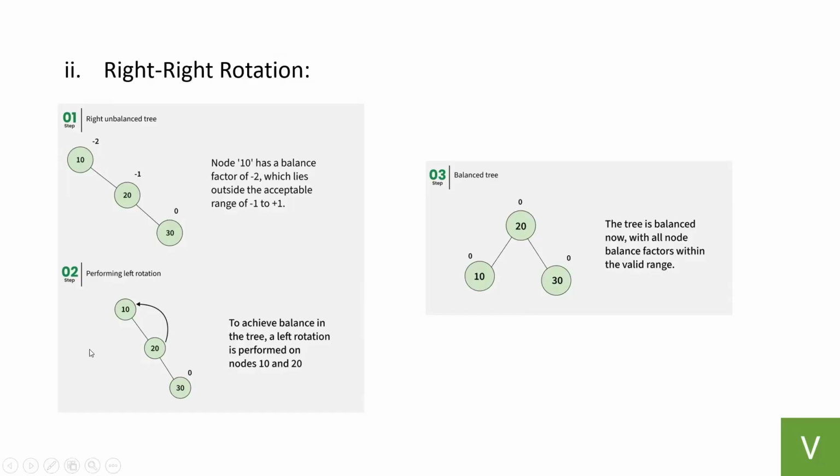So in this, we perform left rotation between nodes 10 and 20. So now 20 becomes the root node and 10 becomes the left child for the node 20. Now again we will check the balancing factor, which is 0 for every node, which is valid. So now the tree is considered to be a valid balanced binary search tree. So this is about right rotation.